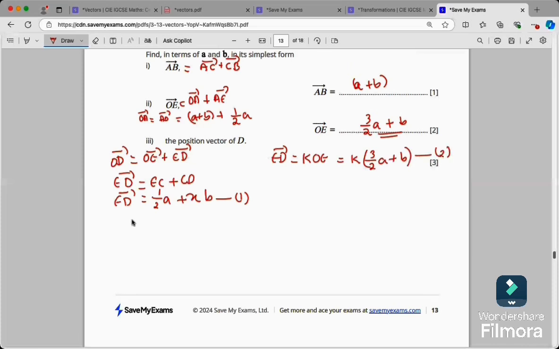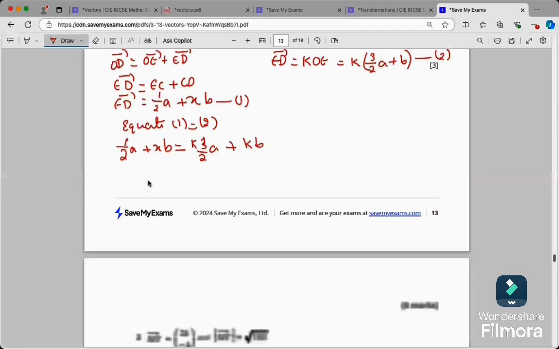Now what you have to do is equate equation 1 and 2. So equation 1 is equal to 2. On the left side we have ED and ED, so just equate the right hand side, which is half A plus XB, equal to K times 3 by 2A plus K times B, right?